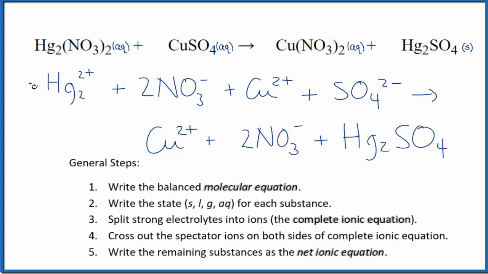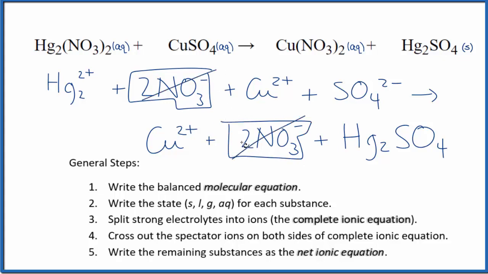So we have all the strong electrolytes broken apart into their ions, and we left the solid together. Now we can cross out the spectator ions. They're on both sides. I can see in the reactants here on the top, 2 nitrate ions. Products, 2 nitrate ions. Let's cross those out. Those are spectator ions. And then we have the copper(II) ion here, copper(II) ion. That's a spectator ion. What's left, that's the net ionic equation for Hg2(NO3)2 plus CuSO4.